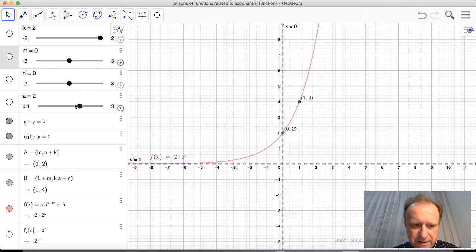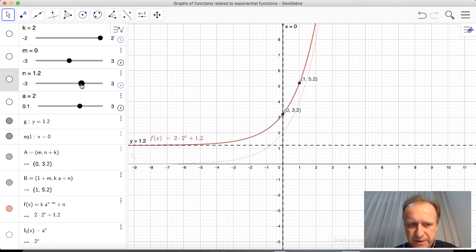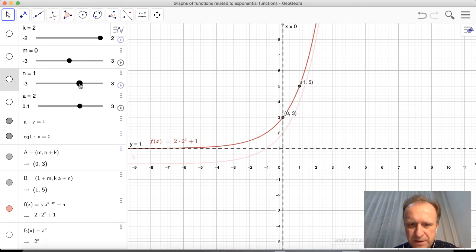And now let me investigate the effect of n. N is this value here, which you have to add to the function. So when you increase n, what happens? You see, when I increase n, the whole graph moves upwards. So now n is 1. So everything has moved upward by 1 unit. So this point here had its original position at 0, 2, and now it is at 0, 3. This point had its original position here at 1, 4.